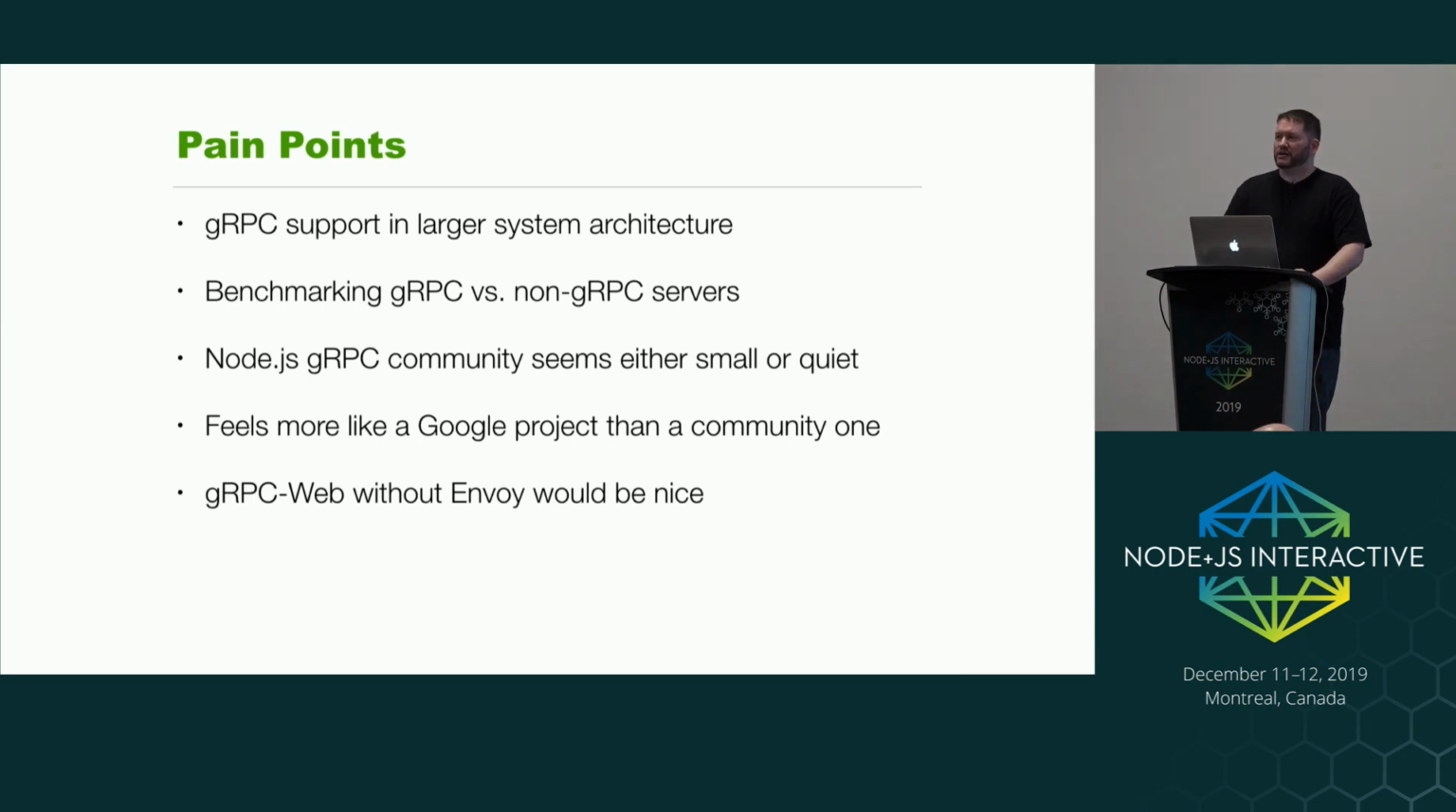Also benchmarking. Because gRPC is kind of its own special snowflake, you can't just use a normal HTTP load generator to throw the same traffic at a Hapi or Express server and then also gRPC. So getting an apples to apples comparison can be a little bit rough there. The Node.js gRPC community is not very large from what I can tell. There are, like I said before, a lot of downloads, but those downloads are primarily coming from Google itself.